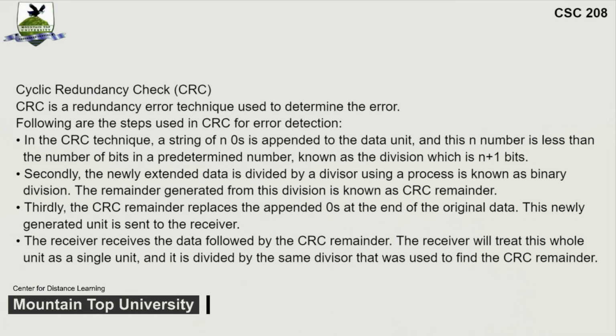Thirdly, the CRC remainder replaces the appended zeros at the end of the original data. This newly generated unit is sent to the receiver. The receiver receives the data followed by the CRC remainder. The receiver will treat this whole unit as a single unit, and it is divided by the same divisor that was used to find the CRC remainder.